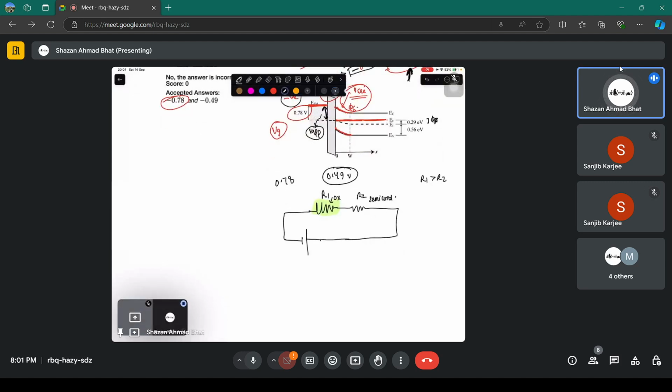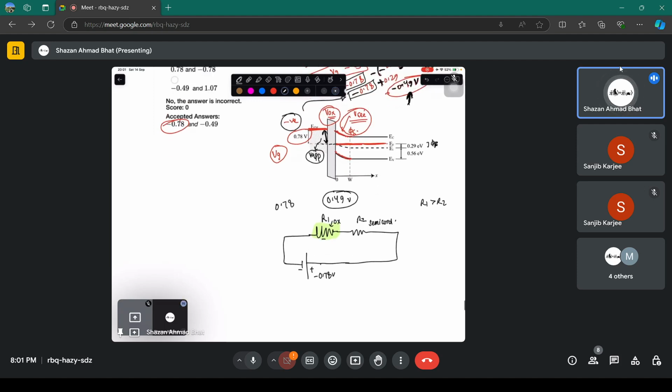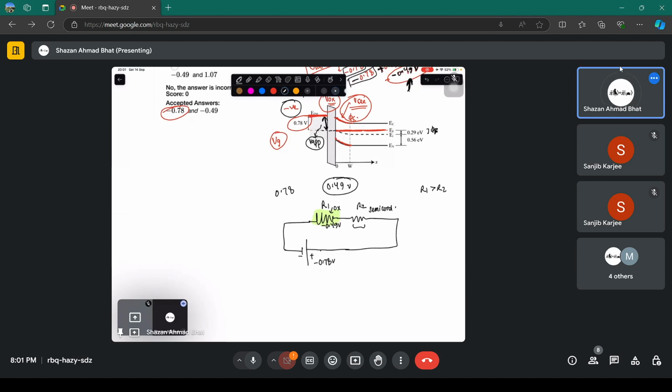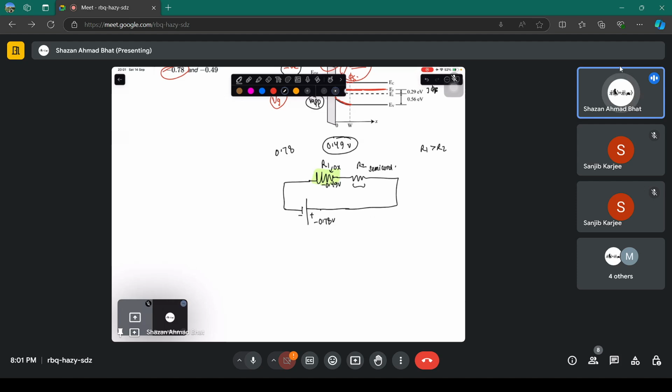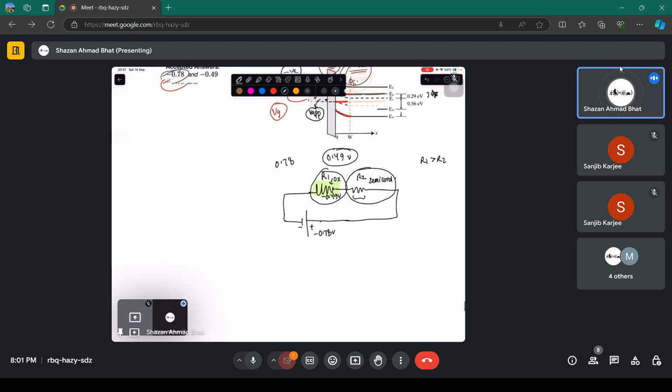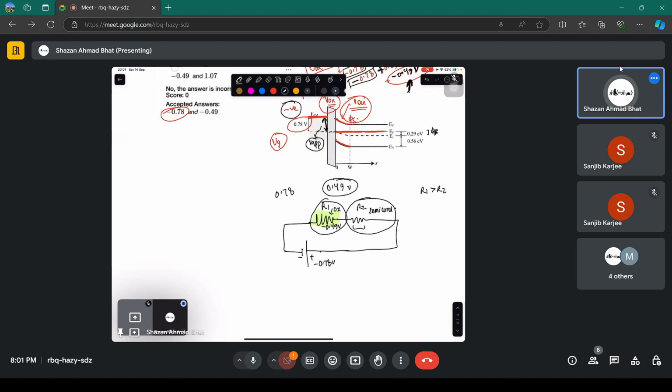Let me draw this in a better way. You are applying negative here, positive here. You are applying minus 0.78, and minus 0.49 volt is dropping here and the rest is dropping here. You can compute now how much is the rest. That is the actual scenario, the potential drop, just like KVL. You have to conserve the voltage, you have to apply Kirchhoff's voltage law. How much voltage drop will be across this, and how much across this.